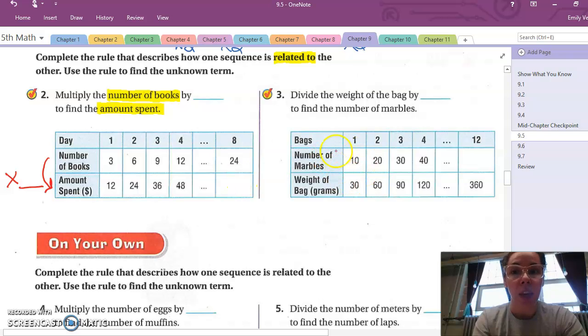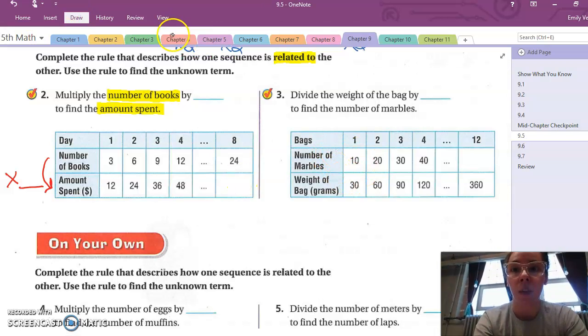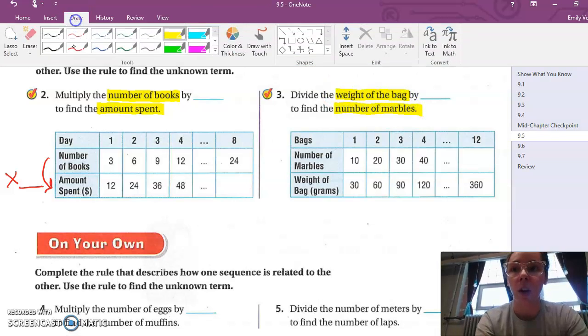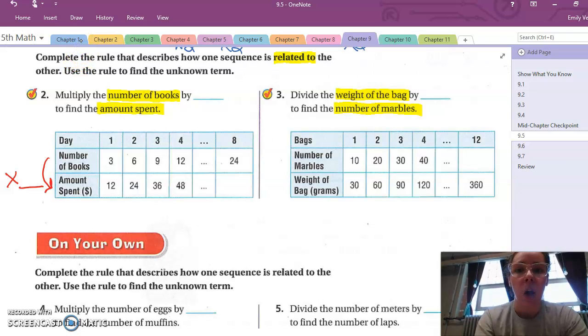Okay, same thing here. Weight of the bag, number of marbles, those are our two things. Weight of the bag came first, so we're going up this time.